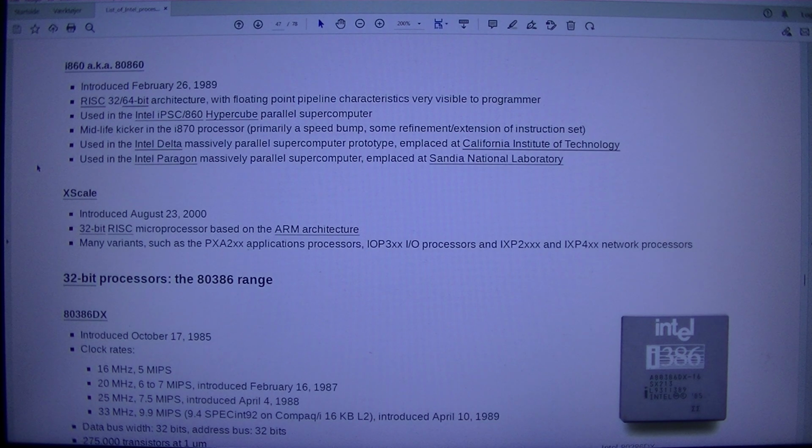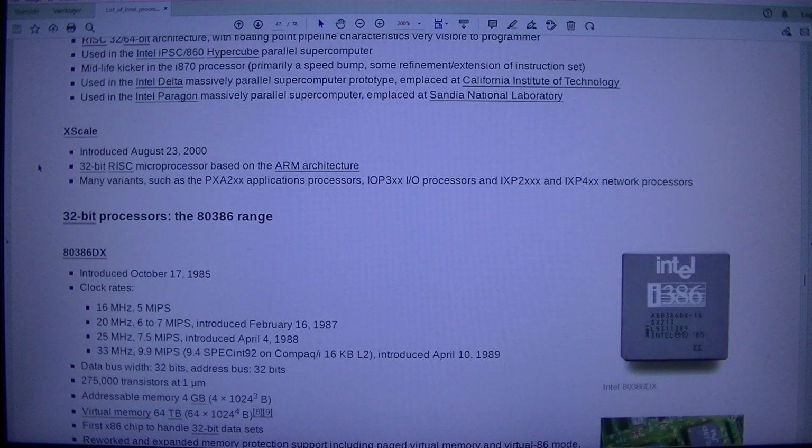Used in the Intel Delta massively parallel supercomputer prototype, placed at California Institute of Technology. Used in the Intel Paragon massively parallel supercomputer, placed at Sandia National Laboratory.